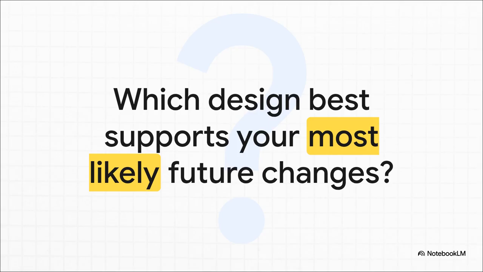The right choice isn't about what's easiest or cleanest today. It's about making a bet on the future. It's about asking yourself, what kind of changes do I expect to see down the road? The real art of great software design is picking the architecture that makes your most likely future changes easy to handle. So the question you should always be asking isn't which design is better, it's which future am I building for?